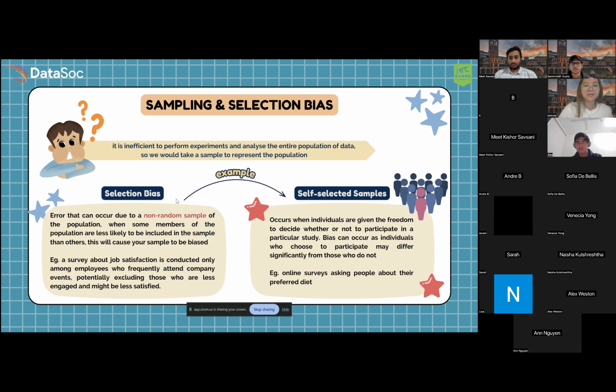Self-selected sample bias occurs when individuals are given the freedom to decide whether or not to participate in a particular study. The bias can occur as individuals who choose to participate might differ significantly from those who do not. For example, we conduct an online survey asking people about their preferred diet. However, it's a self-selected sample, so participation is voluntary, I will fill out these online surveys, but we cannot ask everyone to fill it out, because only some people do. If we're asking about their preferred diet, maybe the ones who care about their diet fill it out more, maybe those who are more healthy fill it out more, and so we cannot get the general population data.